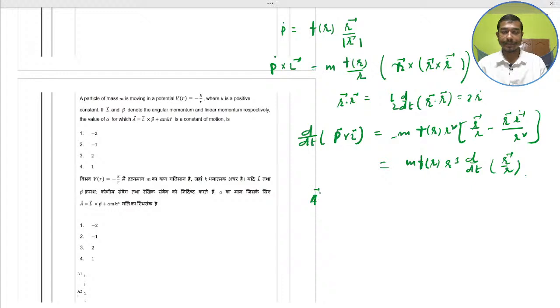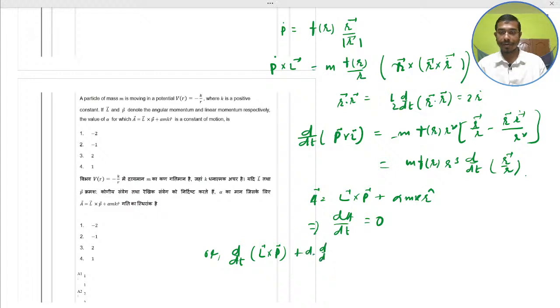So A is given as L cross P plus alpha mk r cap. So dA/dt would be 0. Put this value: d/dt of L cross P plus d/dt of mk r cap, this is 0. Differentiate and solve, and you would get minus 1 plus alpha is 0. So alpha equal to 1. So option 4 is correct, 1.